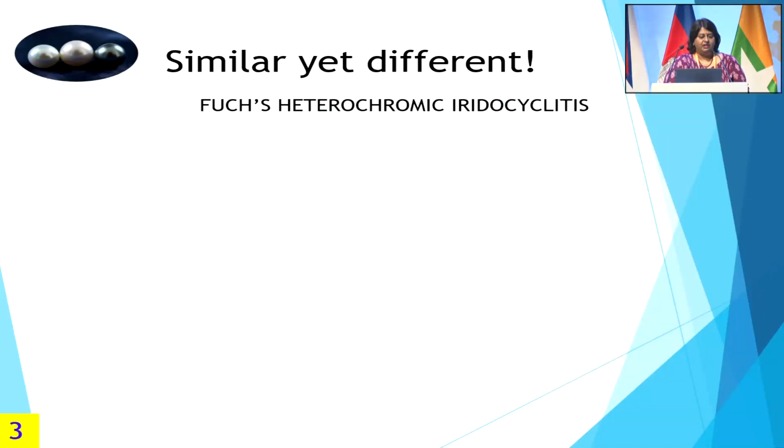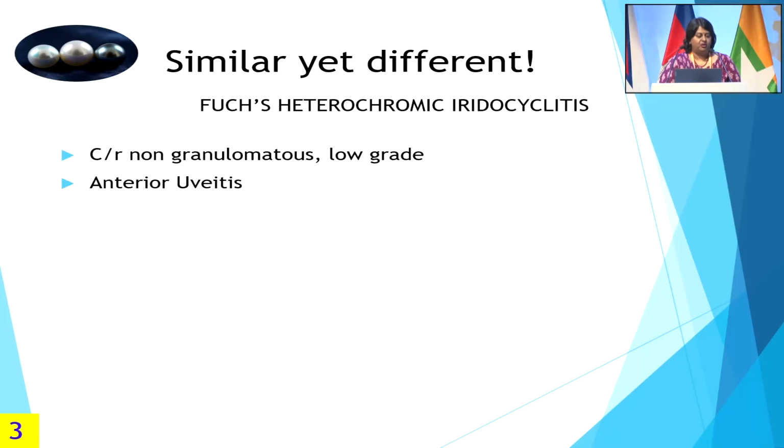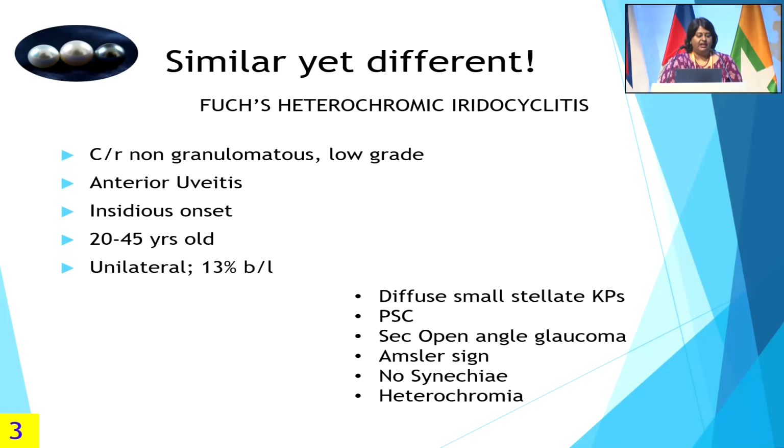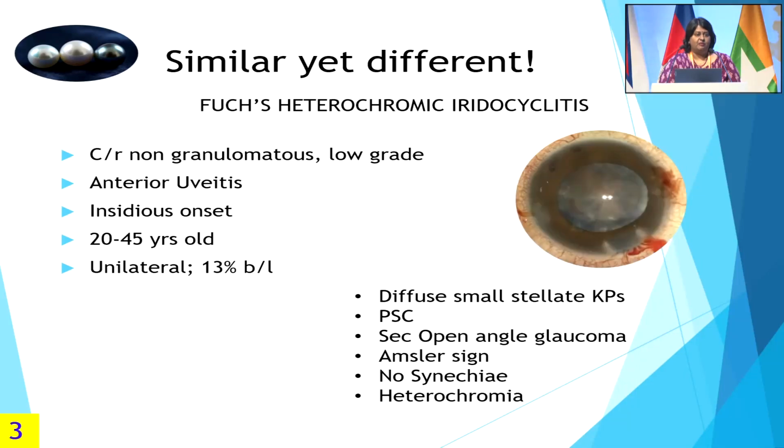The third pearl here is about Fuchs heterochromic iridocyclitis. As previous speakers have spoken, we see that it behaves a little differently. It's a chronic non-granulomatous low-grade anterior uveitis with insidious onset. It is mostly unilateral. Some might have bilateral disease. It is characterized by diffuse small stellate KPs, posterior subcapsular cataract is there, but secondary open-angle glaucoma is common.